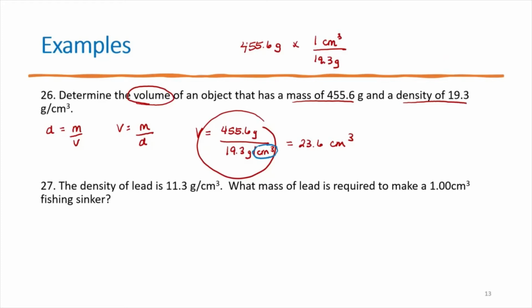Number 27: The density of lead is 11.3 grams per centimeter cubed. What is the mass of lead required to make a 1 centimeter cubed fishing sinker? Well, again, density is mass over volume. I want to know mass, so mass is going to equal density times volume. 11.3 grams per 1 centimeter cubed. Volume is 1 centimeter cubed, so the mass will just be 11.3 grams. So if I want to make a 1 centimeter cubed fishing sinker, I need 11.3 grams of lead.